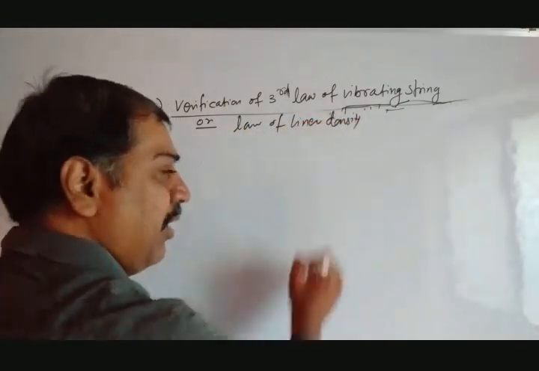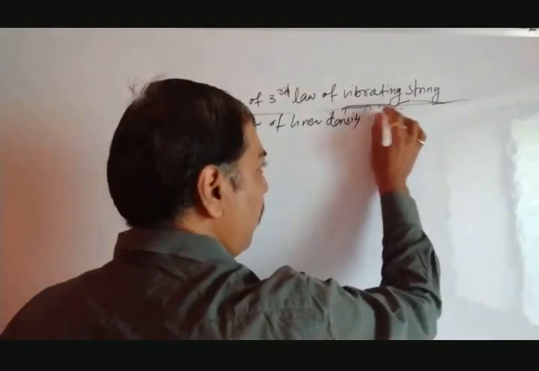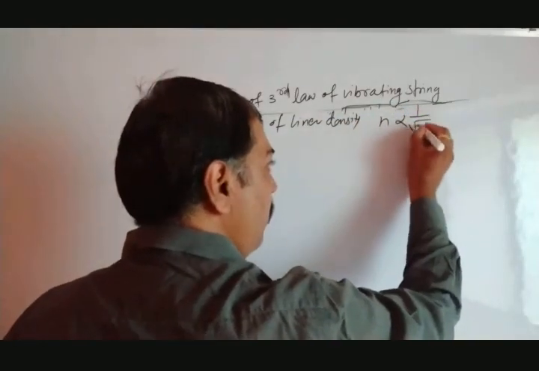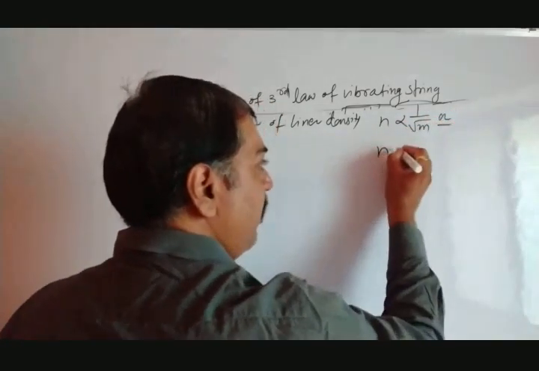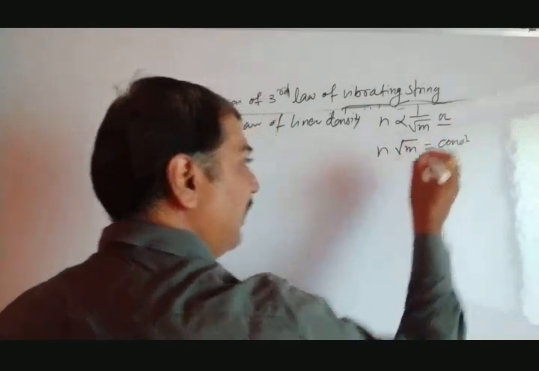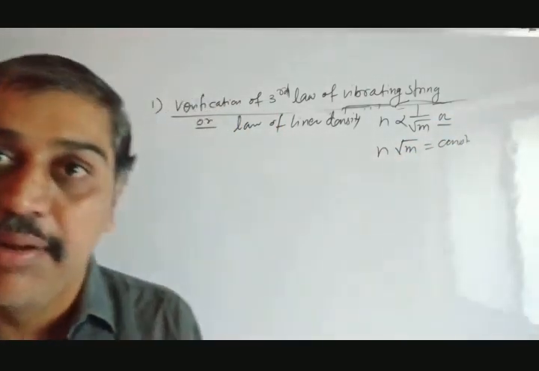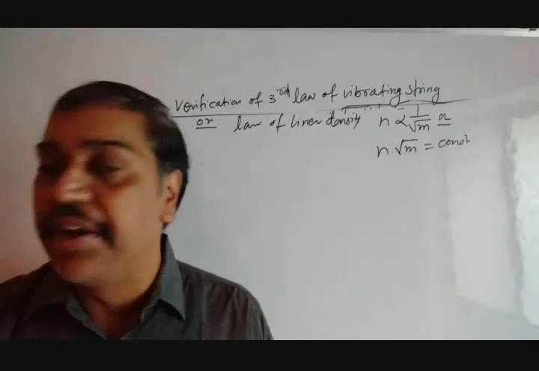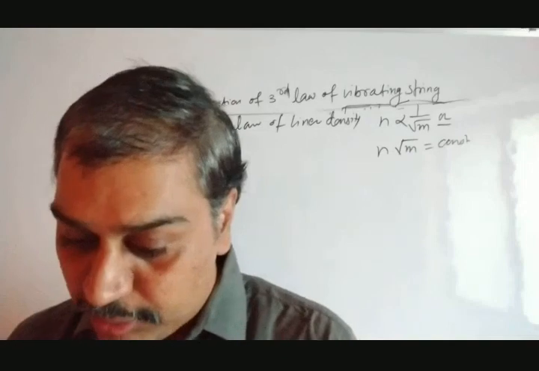Mass per unit length, that we have learned, is linear density. What does it say? N is inversely proportional to the square root of M. Or we can write N into square root of M equals constant. In the same way we can do it also. Mass per unit length means linear density of the string. That we have to change, and we can prove this also.